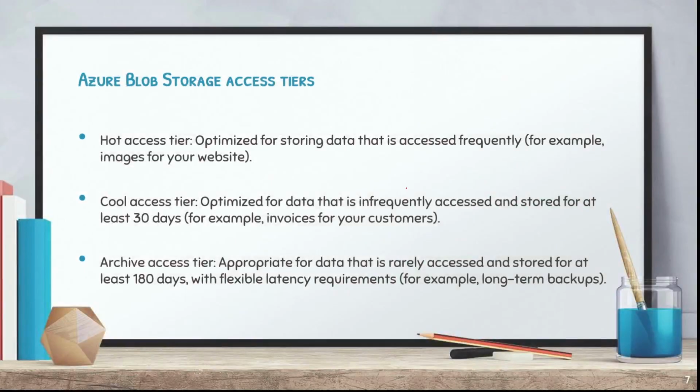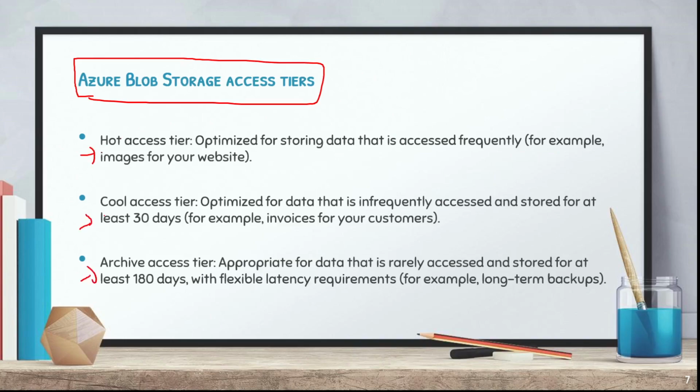Now the next topic is Azure Blob Storage Access Tiers. You just need to remember that there are three tiers in which the data is stored. It could be hot, cool, or archive. Hot gives you maximum cost, cool gives you lesser cost, and archive is the lowest. But there is also a catch that I will explain later.